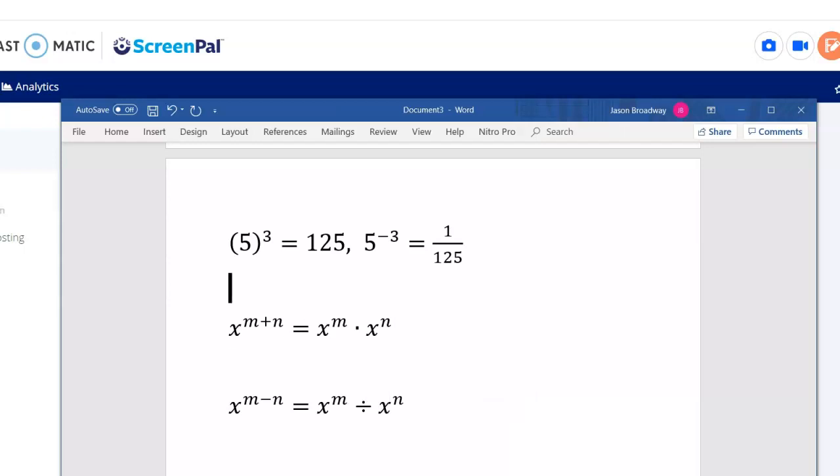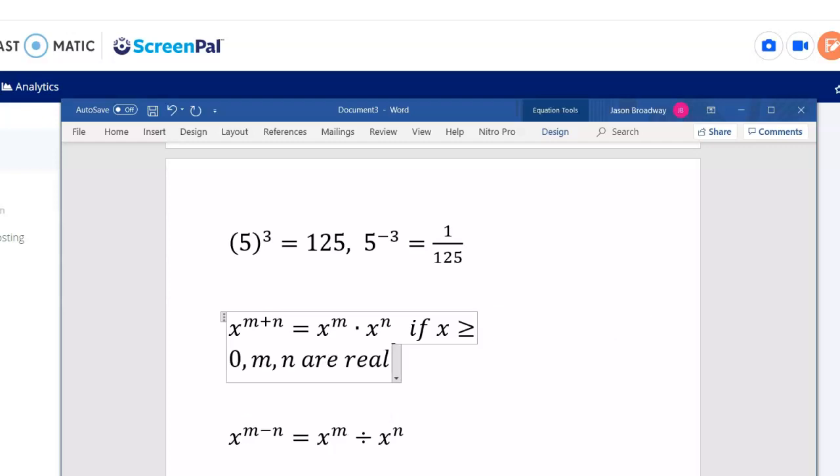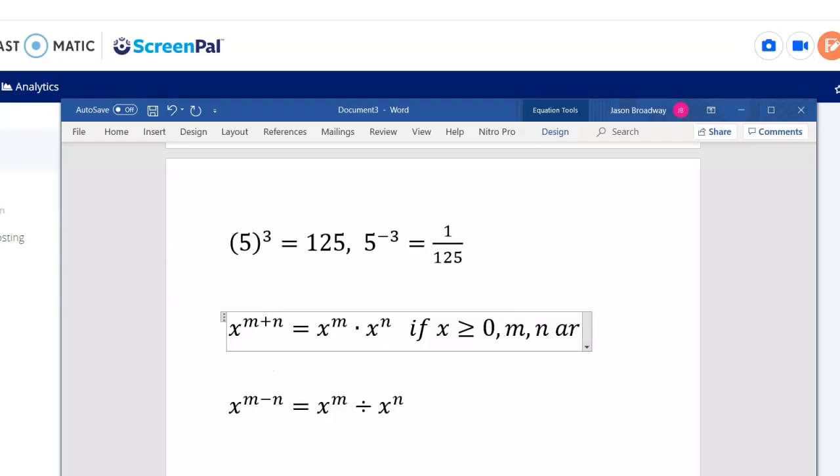Okay. Now, I technically would have to put restraints on this, but this is certainly true for all positive x. If x is positive, then m and n can be any real number, right? m and n are in the real numbers, so m and n real.